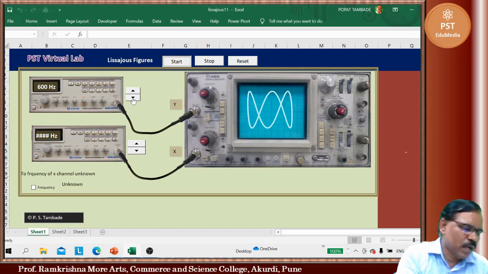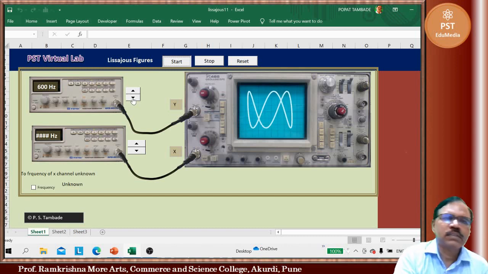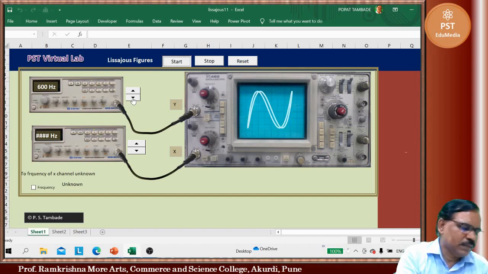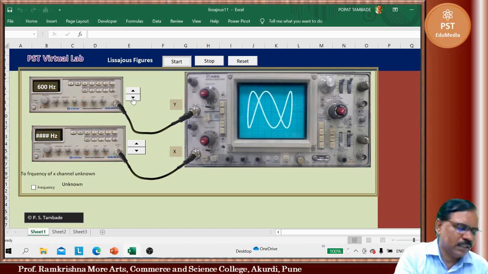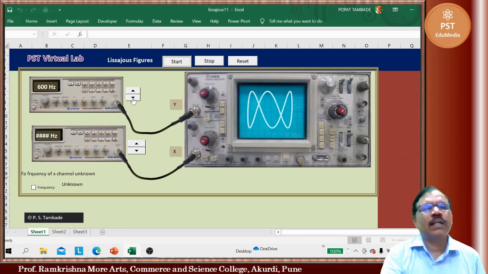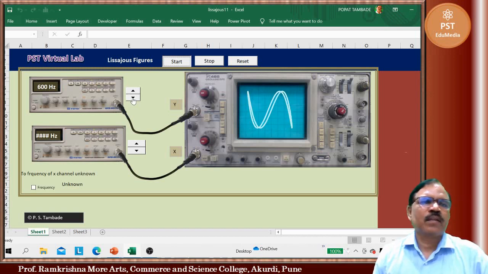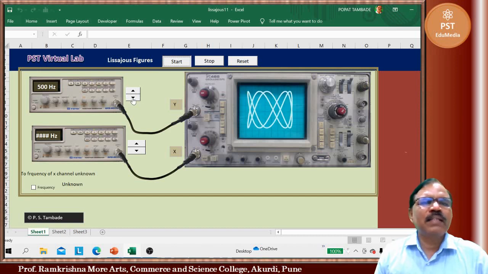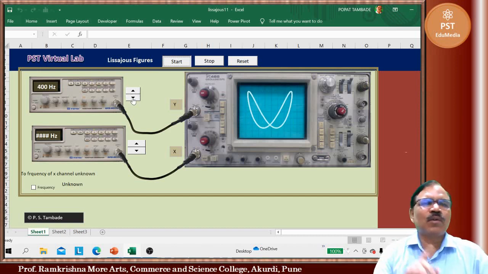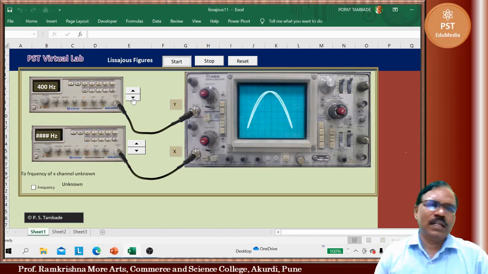Now F2 I know, 600. Lissajous figure, 3 loops. So F1 upon F2 is 1/3. So F1 is F2/3, that is 600/3, that is 200. We can verify whether it is 200 or not. You can change this. Now for 400 we got 2 loops, so it is 200.